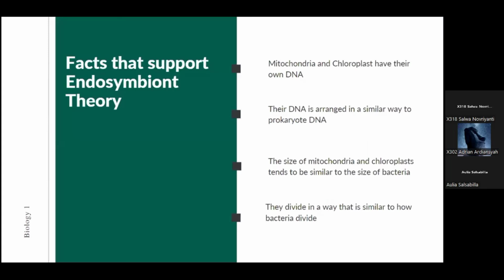Facts that support the endosymbiont theory. Mitochondria and chloroplasts have their own DNA. Their DNA is arranged in a similar way to prokaryote DNA. The size of mitochondria and chloroplasts tends to be similar to the size of bacteria. They divide in a way that is similar to how bacteria divide.